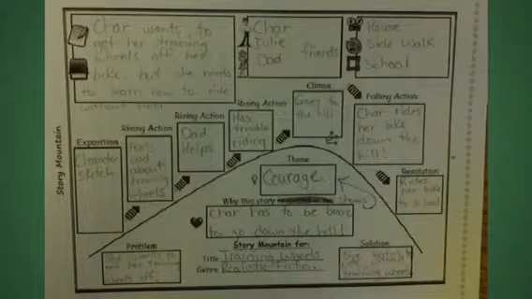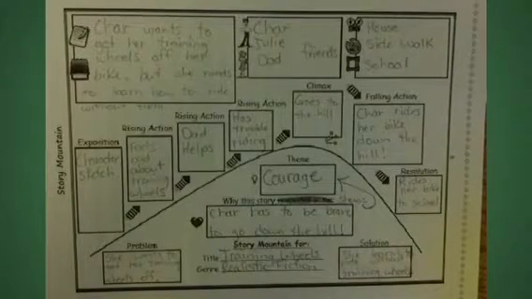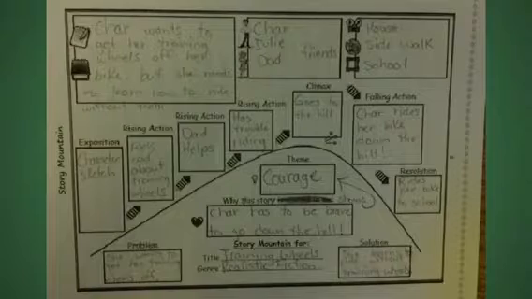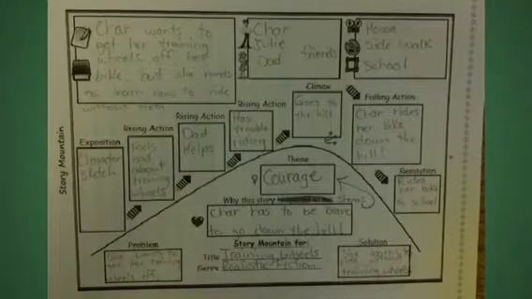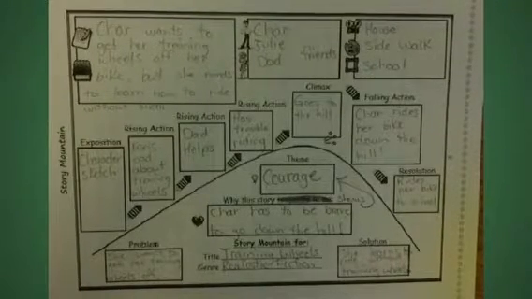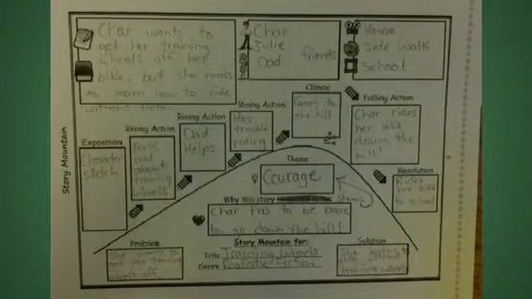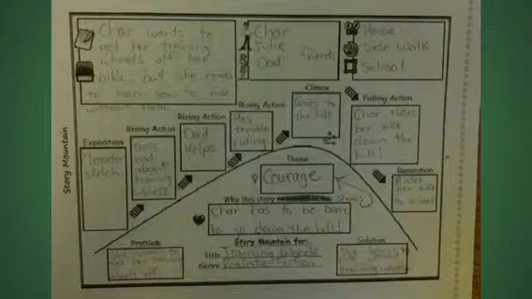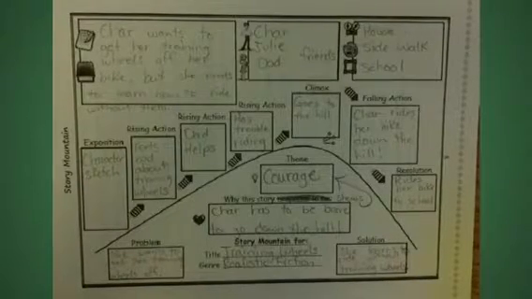Go to your Story Mountain and write down the theme you picked right there on the center underneath where it says theme. Okay, we're going to make a slight change to your Story Mountain. Instead of writing down why this story is special to you, I want you to write down how this story really shows the theme courage.